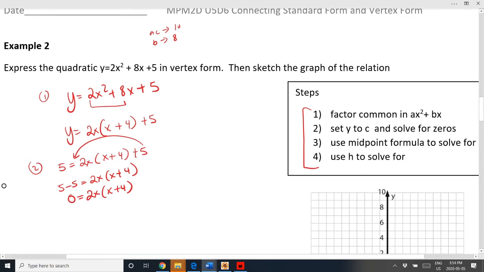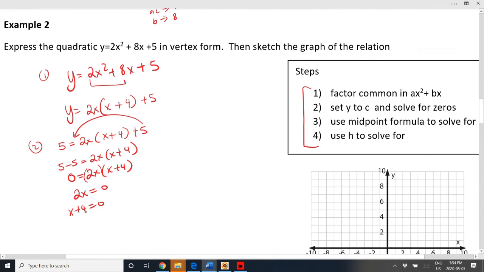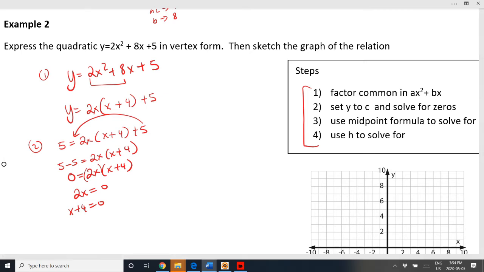Now, for this to be true, either this part has to be 0 or this part has to be 0. So that's why we can say either 2x is equal to 0 or x plus 4 is equal to 0, just like we did with our other factored form. And then, in this case, x is either going to be equal to 0, or if we move this 4 over here, x is going to be equal to negative 4.